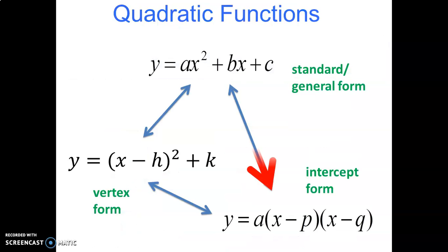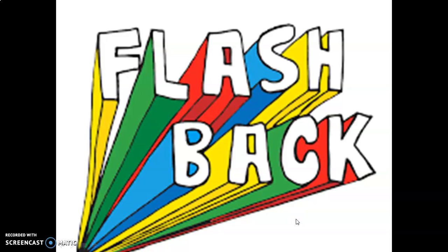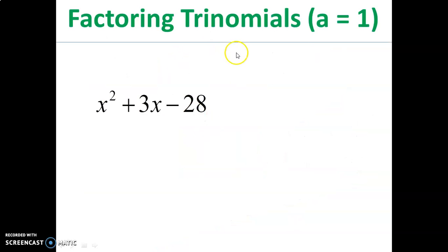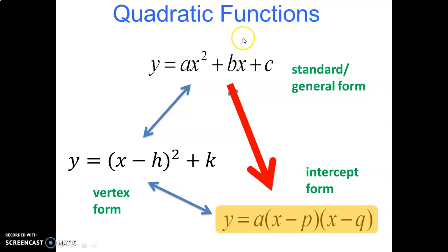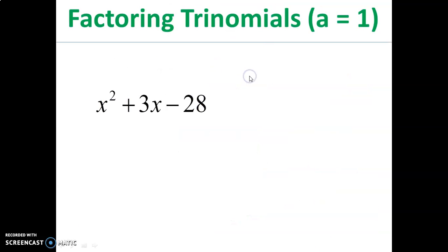Okay, so we've talked recently about intercept form, but now let's take a look at how do you change from standard form to intercept form. How do you go from there to there? Well, that's going to require another flashback, looking back in time. It's all about factoring, because when you look at this, clearly this is a factored form of this. So let's remind ourselves how to factor.